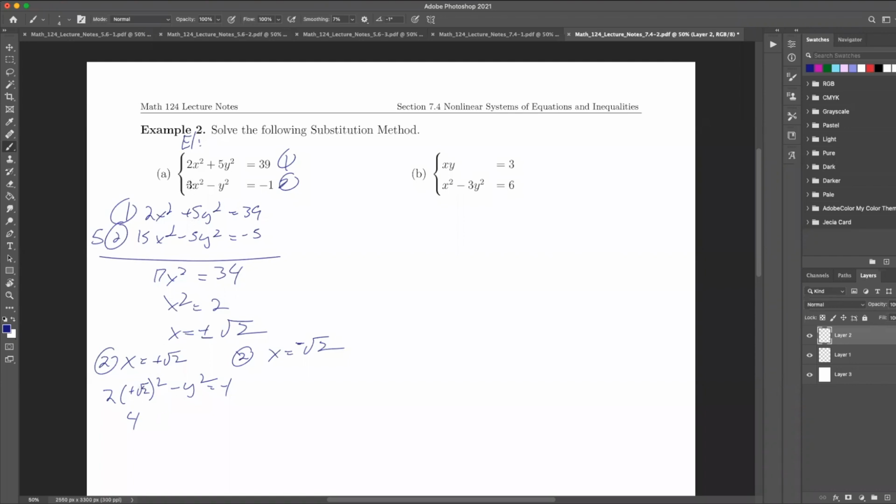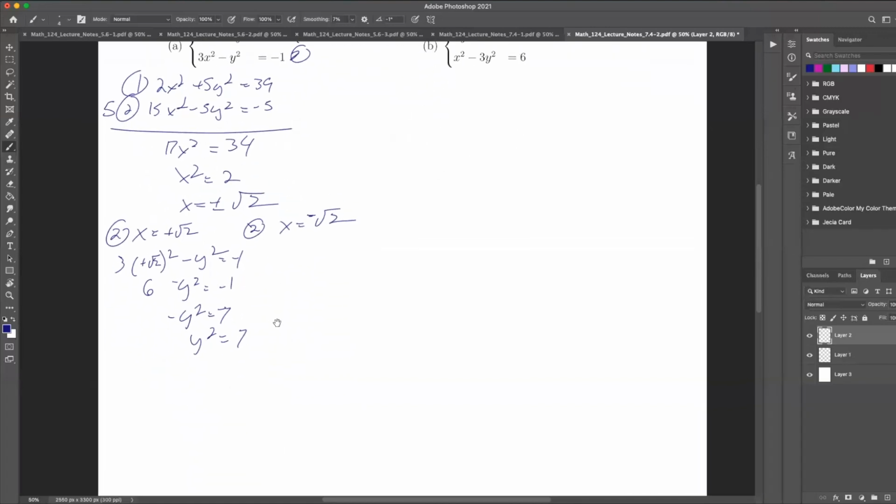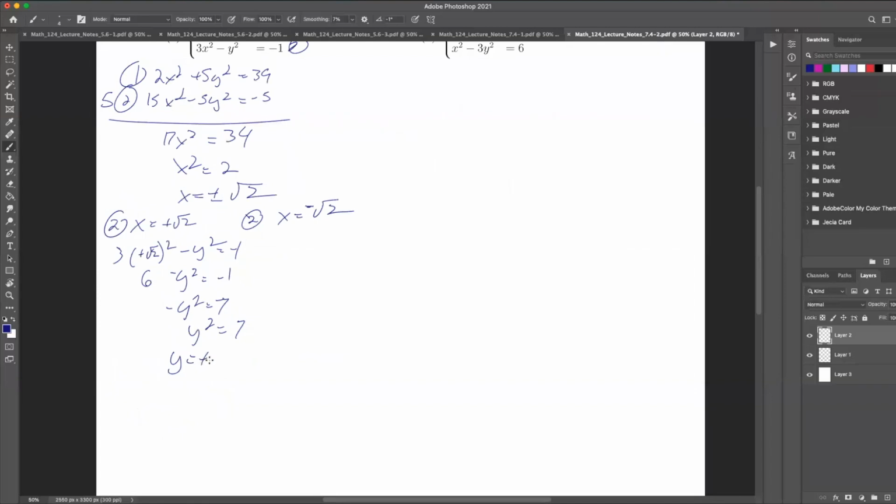Is that a 2, guys? That's a 3. Let's do this correctly. So I have 2 times 3, which is 6, minus y squared equals negative 1. Move the 6 over, so I have minus y squared equals negative 7, or y squared equals 7. So here we have y equals plus or minus square root of 7.